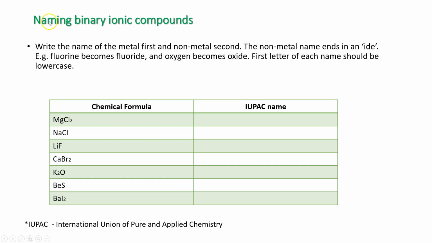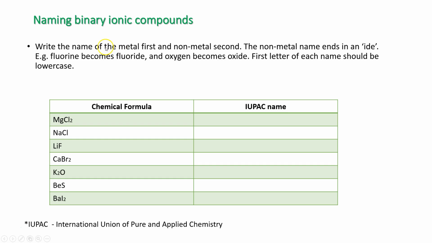So let's go on to naming binary ionic compounds. Binary ionic compounds generally have only 2 different elements in them, something like sodium chloride, NaCl. It has sodium in it, and it has chlorine in it. When naming them, first we write the name of the first metal. In an ionic compound you have a metal and a non-metal.